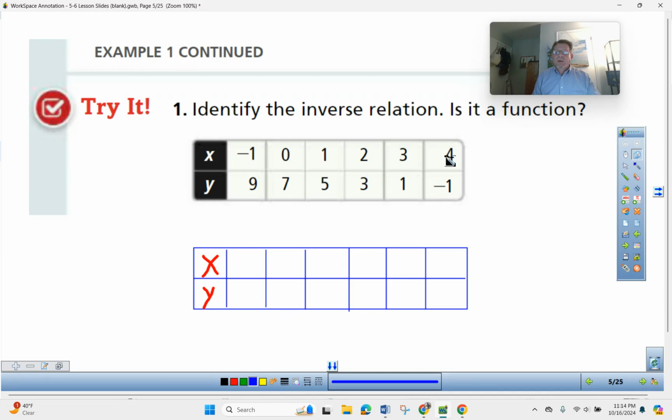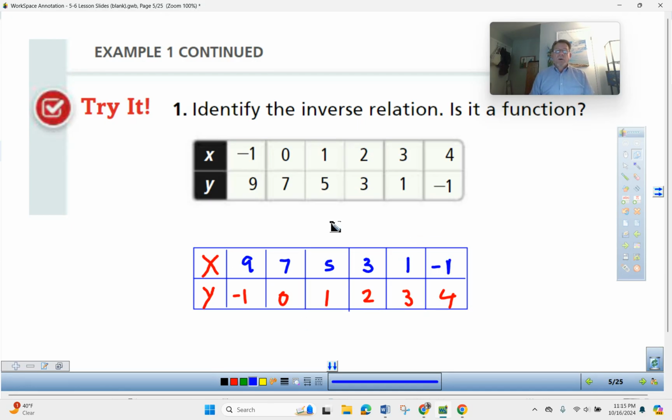The examples had all the x's in red. So what we're going to do is bring them, all the x's are going to turn to y's now. So that's -1, 0, 1, 2, 3, 4. And the other was blue. And so the y's are now going to be x's: 9, 7, 5, 3, 1, -1.